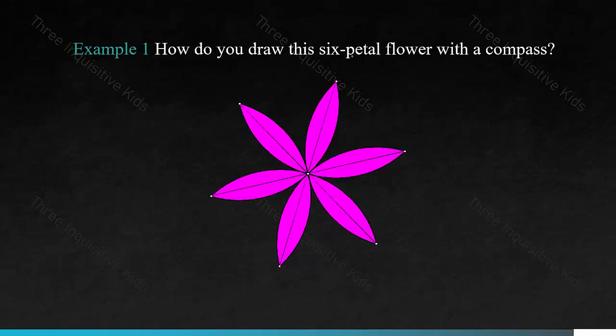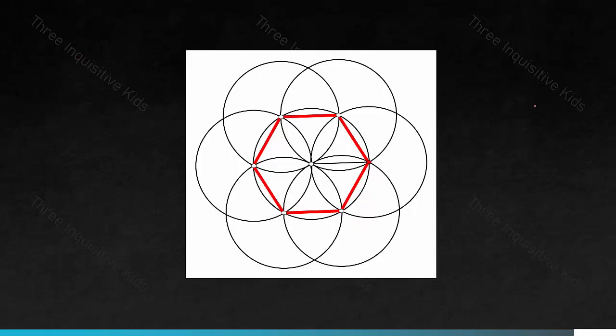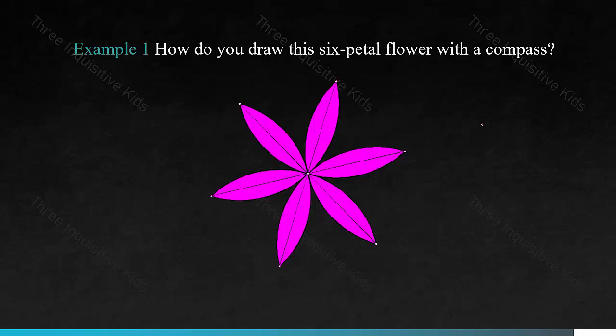How do you draw the 6-petal flower with a compass? So here we have not a geometric shape, but a picture of a flower. How can you use a compass, a geometric tool, to help you draw it out? So here it's showing this picture, and it looks like they're connecting the center of each circle. So maybe looking at this picture will give you some inspiration on how you would approach this previous problem.